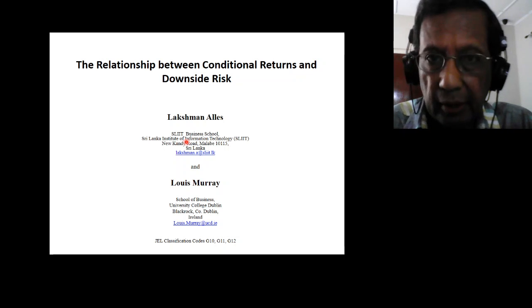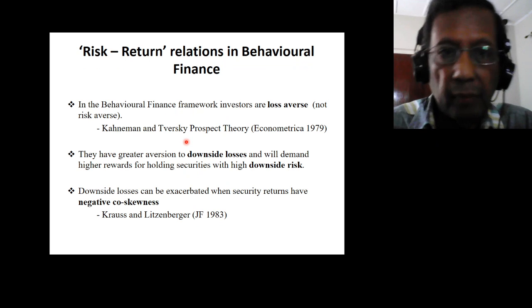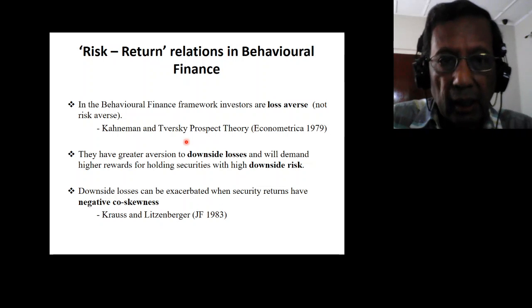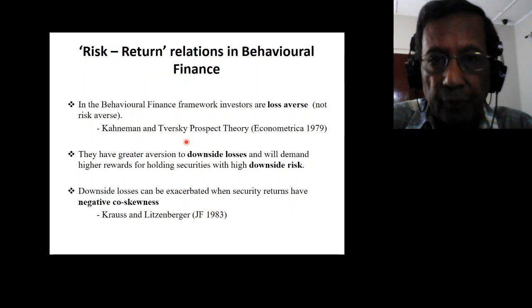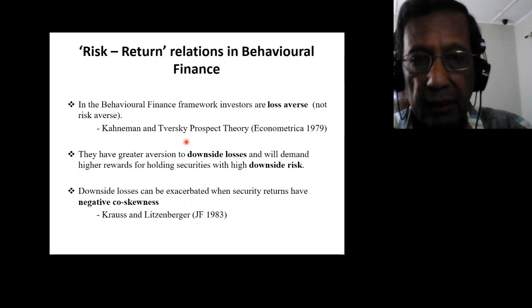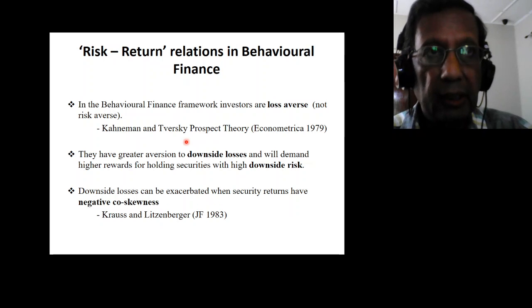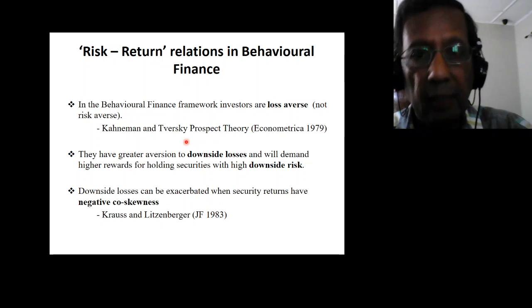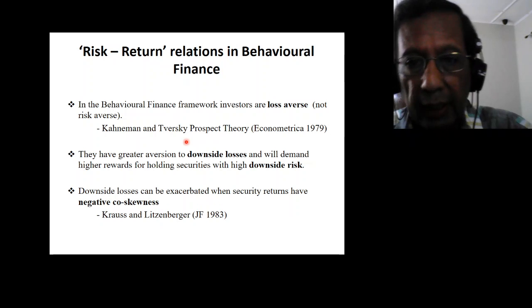Let me explain that, because downside risk is a bit different from conventional risk in finance, because it comes from behavioral finance, which was popularized by Kahneman and Tversky in prospect theory. In behavioral finance, investors are supposed to be loss averse and not risk averse, as in conventional finance. Risk aversion means there is a symmetrical variation in returns, but loss aversion means that they are more concerned about downside losses. And so therefore, when there are securities with high downside risk, they will demand a greater reward.